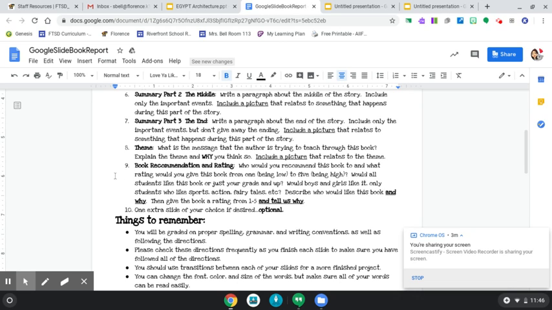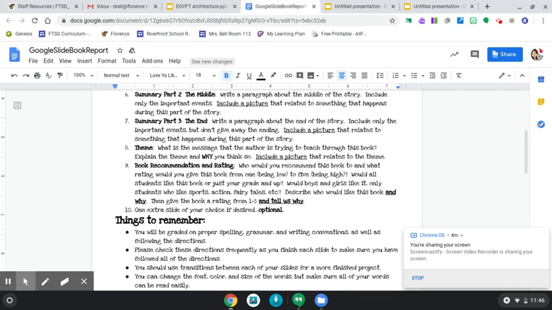Okay, again, slides 9 and 10, I'm just going to read over real quick, but we're probably not going to even worry about them. Number 9 would be your book recommendation and rating. Who would you recommend this book to, and what rating would you give this book from 1 being low to 5 being high? Would all students like this book, or just your grade and up? Would boys and girls like it?